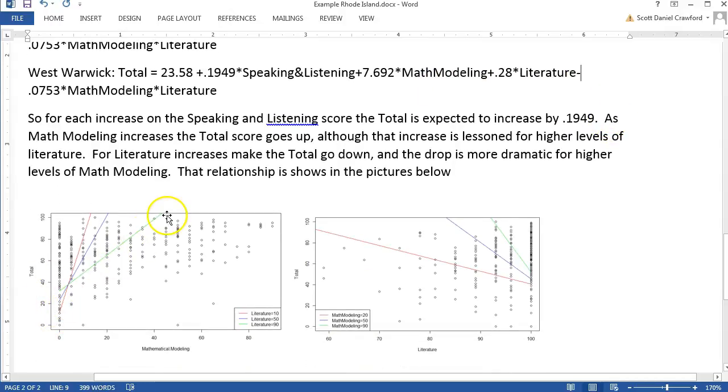As math goes up, the scores go up. As literature goes up, the scores actually go down. There was one line that was down like this for a very, very low level of math modeling, but that was also very, very rare. So I drew like 20 different lines, and then I picked these three as being fairly representative of what I think the client really wanted to know. And this was a real client, and we did talk about these things. Why is it that literature is going down?